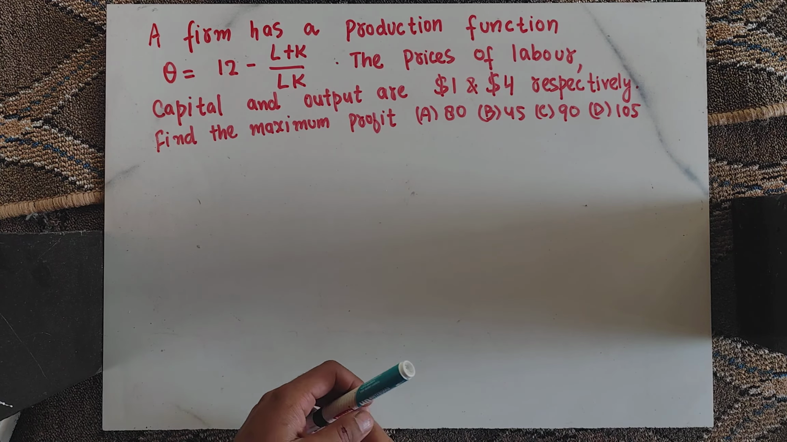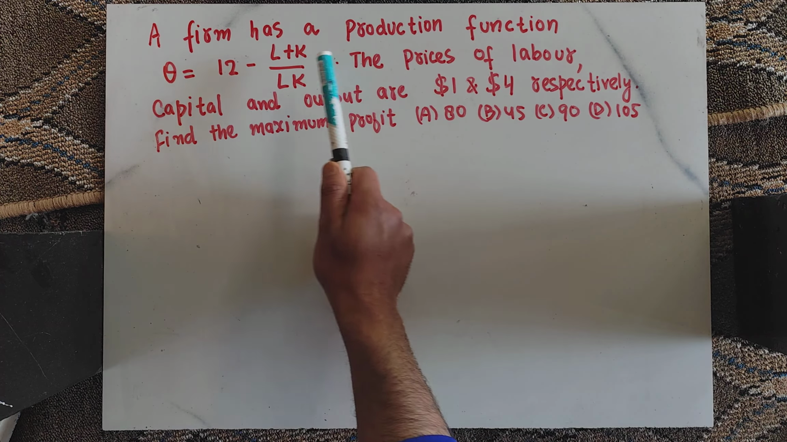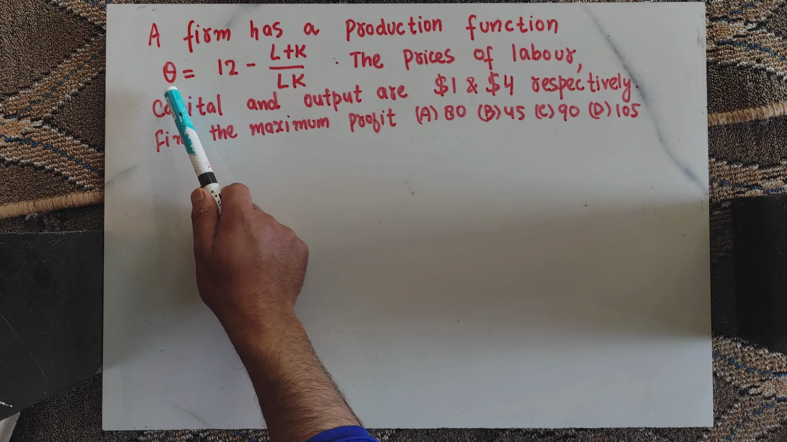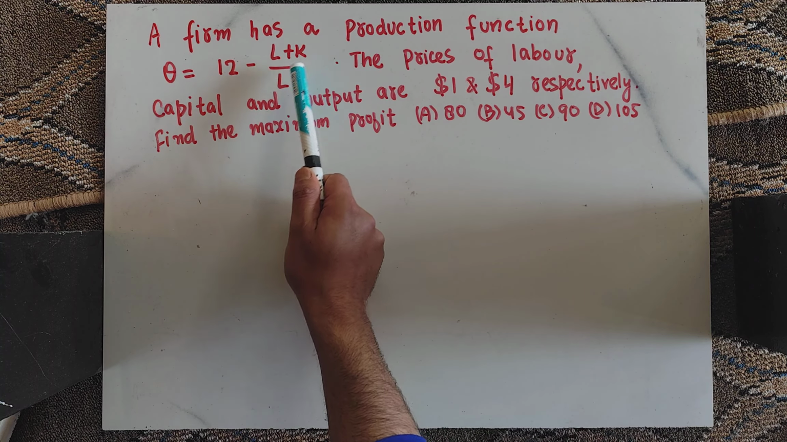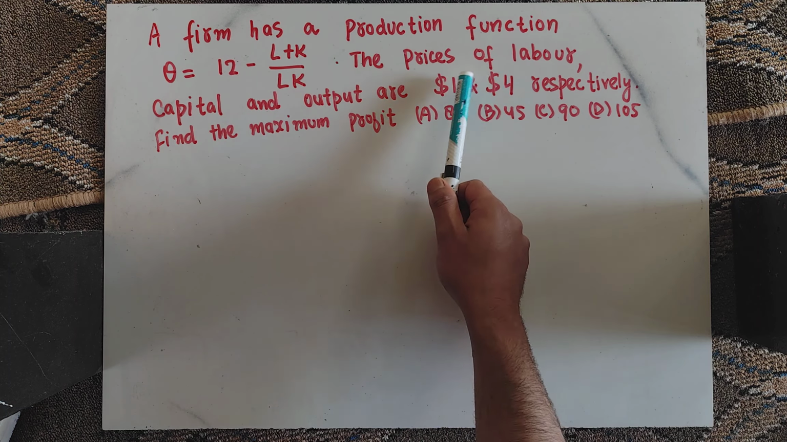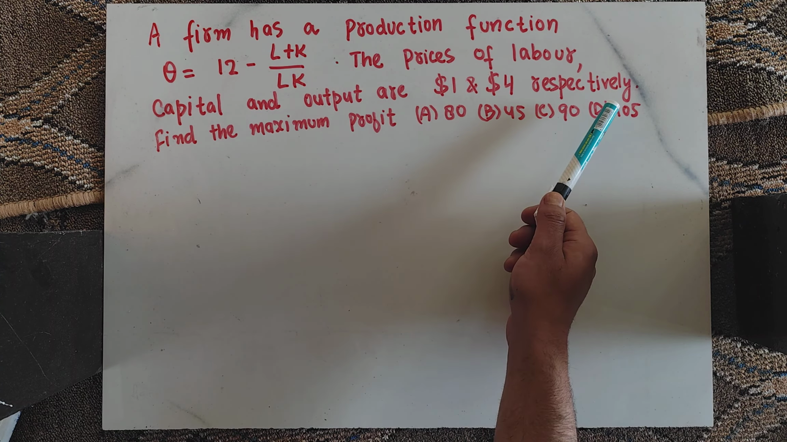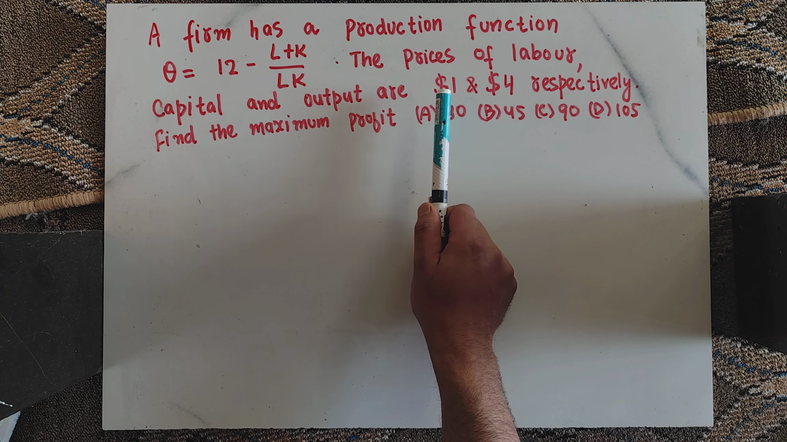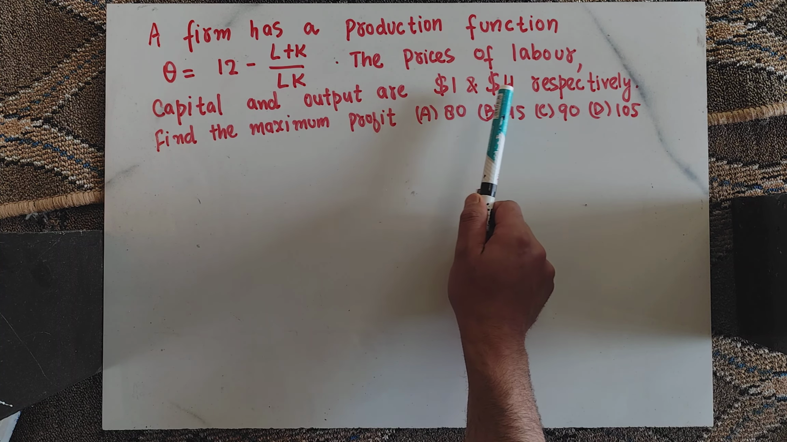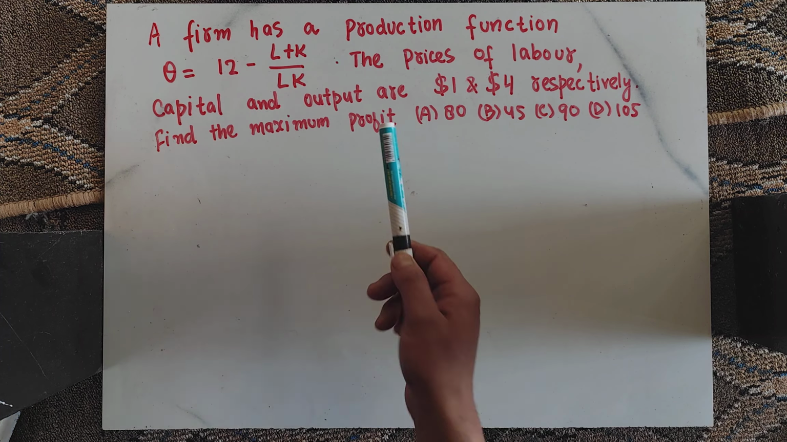In this video, we will solve a question on how to find out the maximum profit. The question is, a firm has a production function output Q = 12 - (L + K)/LK, where L and K are the units of labor and capital employed. The prices of labor and capital are both $1, and the price of output is $4. We need to find out the maximum profit.